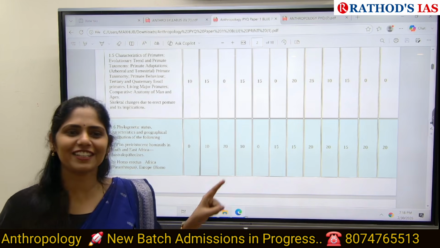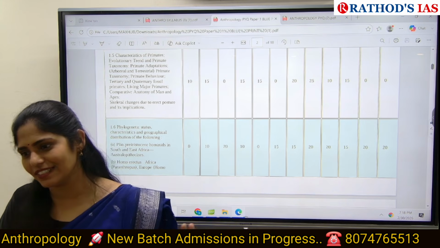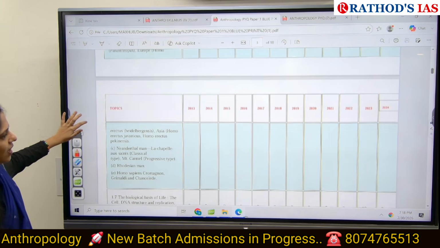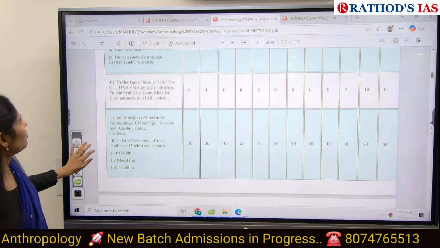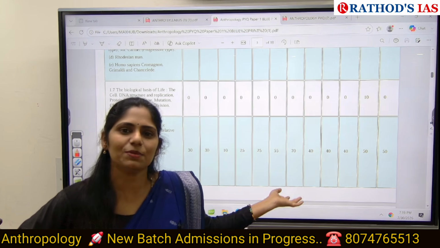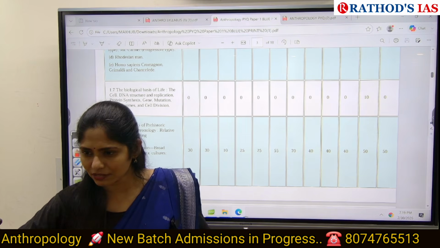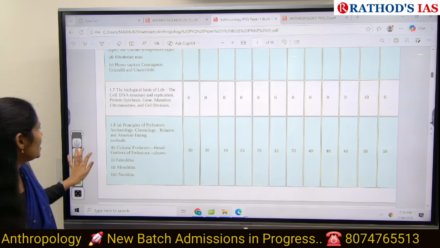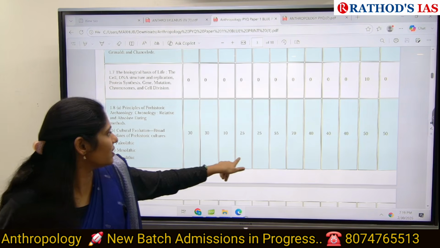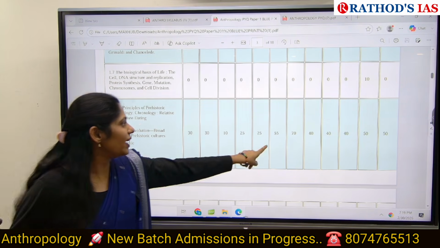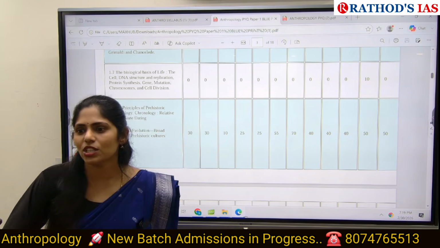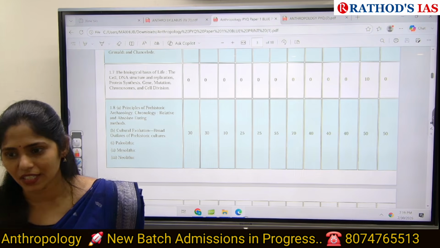That kind of advantage is there only for anthropology, not for any other optional, because it is static. That is the main reason. And next, here you can see in this 1.7, there is no question, they asked a question only one time. That means you can give least priority to that. You can prepare this topic later on, at last. And see here, this is very important. In 1.8, they asked every year, and even one time they asked 70 marks from only this topic. So this will be a high priority area.